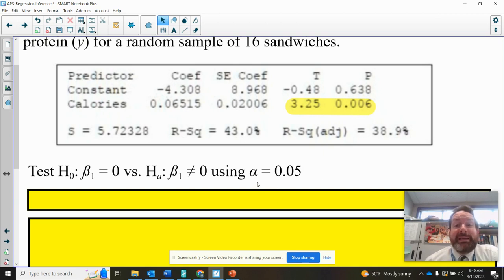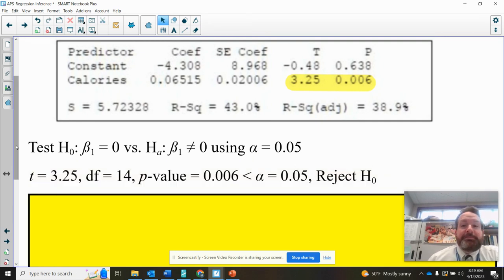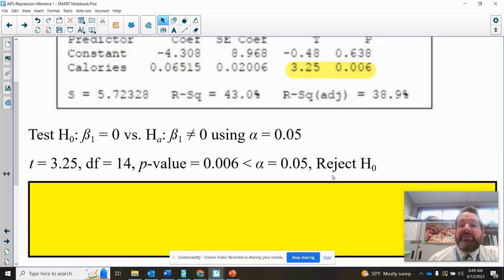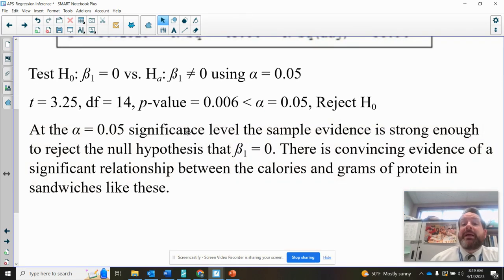So hey, guess what? Your test is pretty much done. You've got all the information you need. Don't make it complicated. Now, because we had 16 sandwiches, that puts us at 14 degrees of freedom. You would still list your test stat, your p-value, and decision, and then answer any questions that are asked. So because that p-value was low, we do have strong evidence to reject the null hypothesis, and thus have convincing evidence of a significant relationship, because a slope indicates that x and y are related, between the calories and the grams of protein in similar sandwiches.